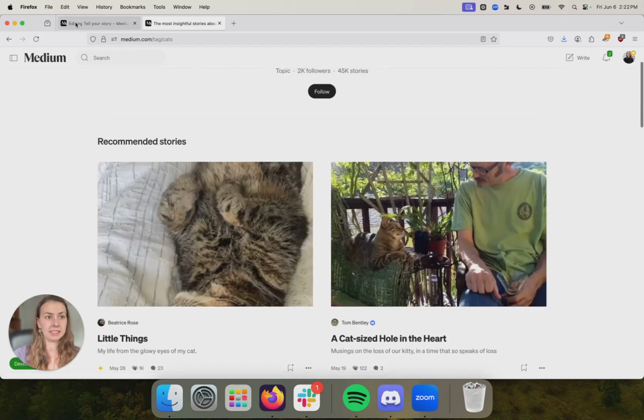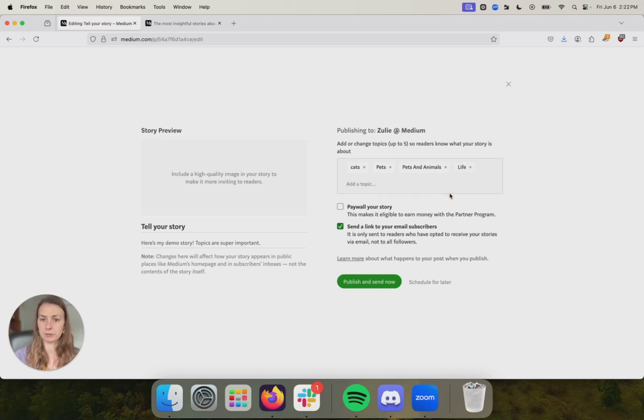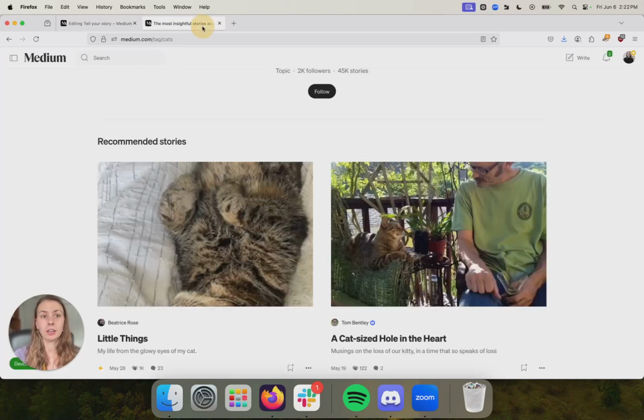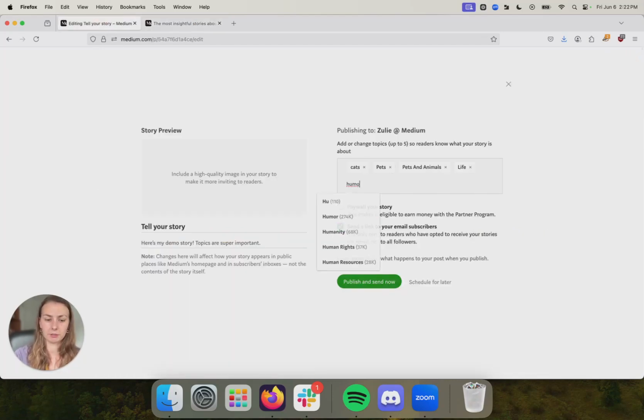So back to my test story, just to show you what I would do if I were writing a story about cats. I would use cats as my tag. I would add pets, maybe pets and animals, life, just to try to reach a little bit of a broader audience here. And if you're ever struggling for an idea for what topic could be a good fit for your story, go back to that main one that you think of and look for a topic from these related topics here. So I think humor could be a good fit for my hilarious cat story that you're about to read.